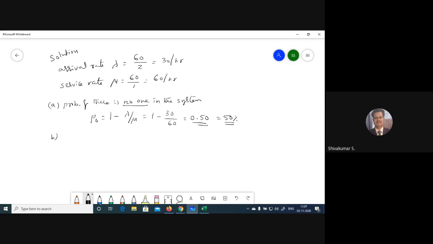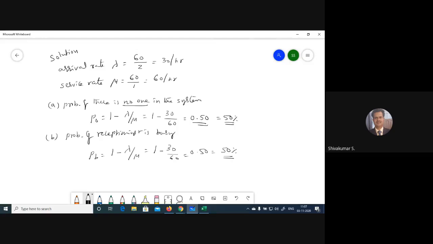Second, B. What is the probability that the reception is busy? Once again it is a probability, 1 minus lambda by mu only, because lambda by mu is basically the traffic intensity. That is 1 minus 30 by 60, which is equal to 0.50. That is a 50% probability that the reception is busy.